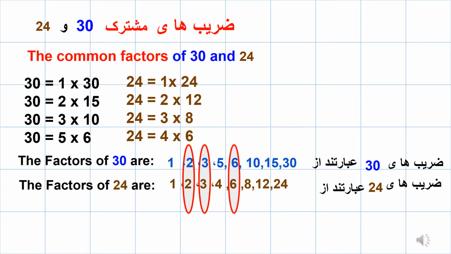The common factors in both categories of numbers are 1, 2, 3 and 6. Since 1 is a common factor of all numbers we know, we were not interested in number 1. So the numbers which are common here for both 30 and 24 are 2, 3 and 6.